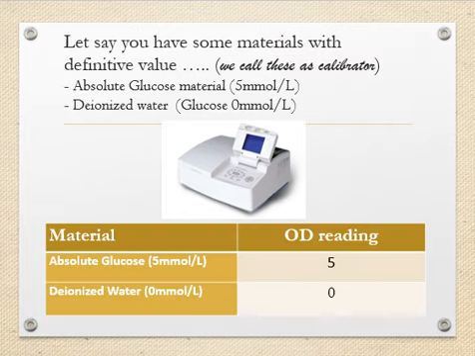So, let's say you have some materials with definitive values. We call this a calibrator. We have here absolute glucose material with the concentration of 5 millimole per liter, and deionized water, which has no glucose, so 0 millimole per liter. Then we measure it on the spectrophotometer, which gives the reading: absolute glucose, OD reading is 5. Deionized water, 0 millimole per liter, so the OD reading is 0.